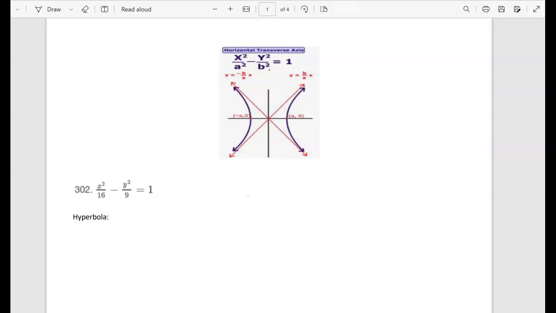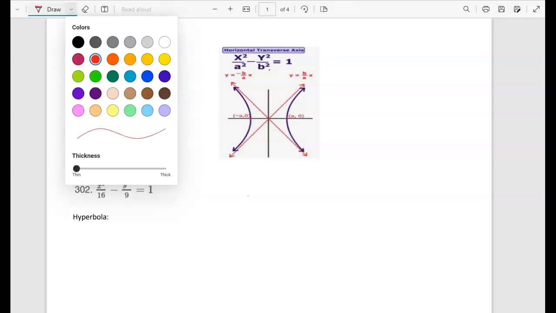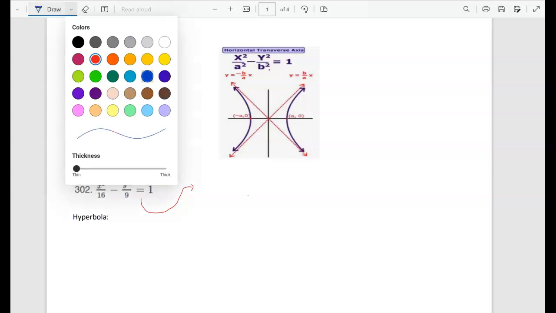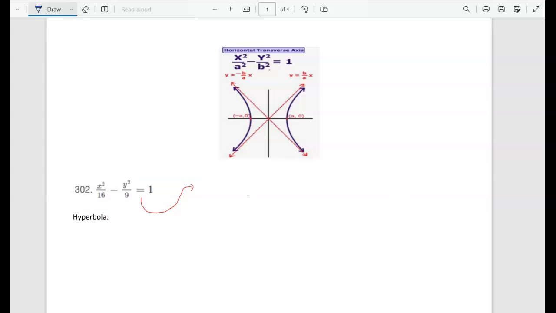Hi class, let's take a look at problem 302. On problem 302, this one is already technically in standard form, so I'm just going to rewrite it with the a and the b squared. In this case, we have x to the second over 4 squared minus y to the second over 3 squared, and this is equal to 1.